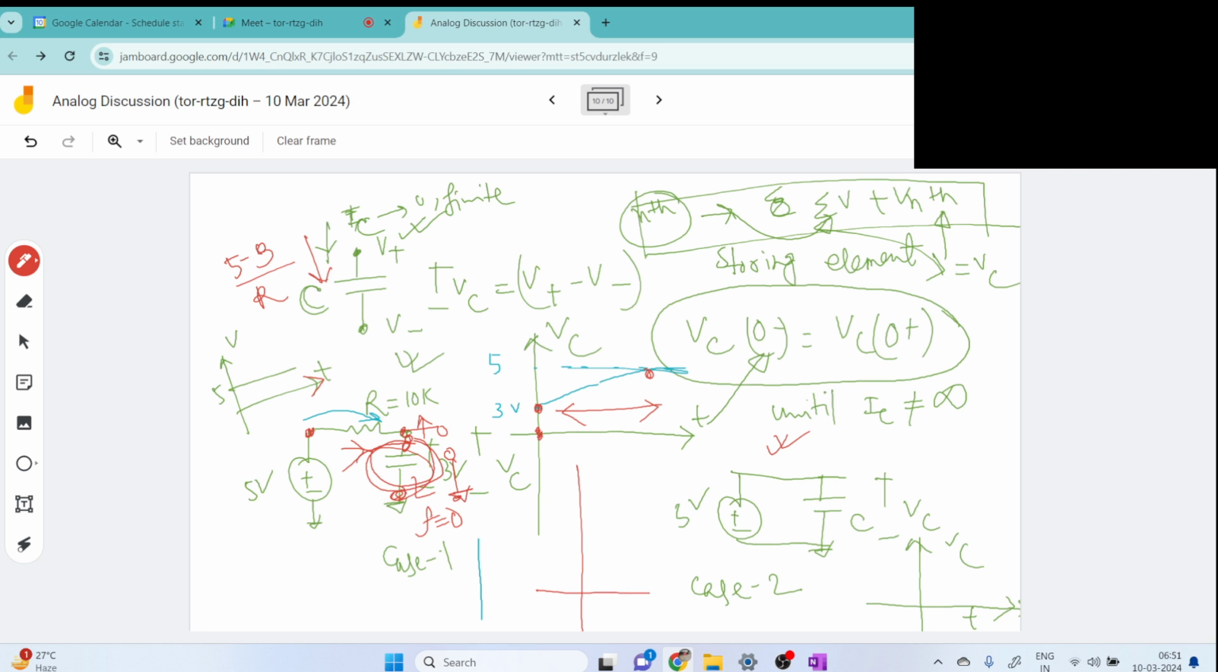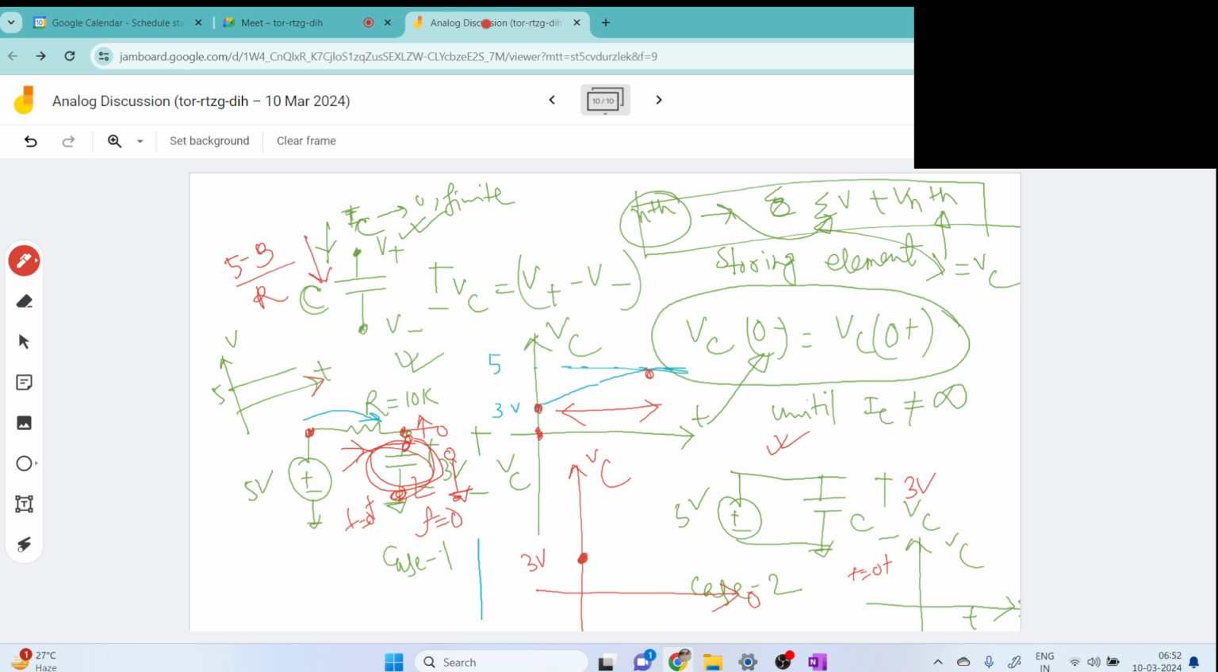Let's plot here, case 2. Previously it was having 3 volt, initially. Yes, so let's say 3 volt. Now we can see that at t equals 0 plus the capacitor is short circuited, in both cases. Yes, the capacitor is short circuited.